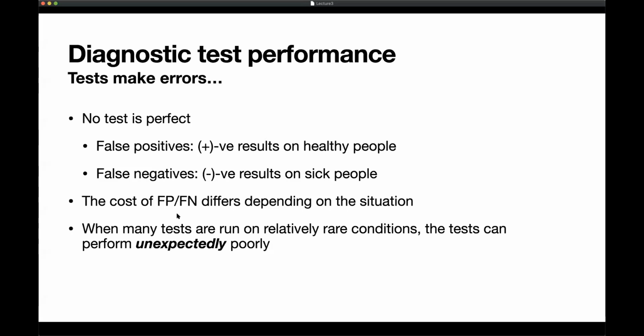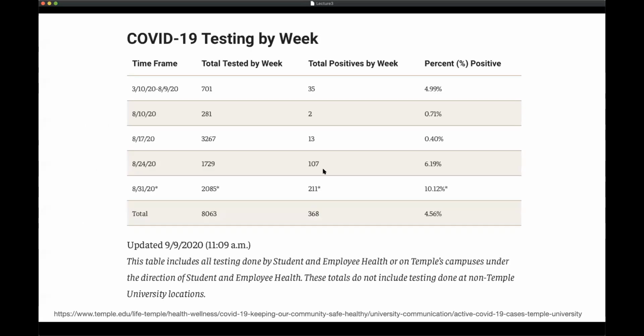But perhaps the most important observation is that when you have a large number of tests that are run in relatively rare conditions, the test can perform unexpectedly poorly. And I'll give you an example. So here's a screenshot that I took earlier today from what Temple reports for COVID-19 testing up to the end of August. So there's this cumulative testing, and according to this table, there was a total of 8,036 tests run, of which 368 returned a positive result. And this is about a 4.5% positivity rate.